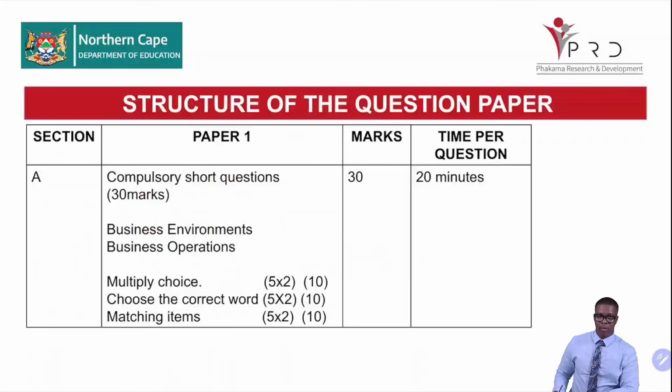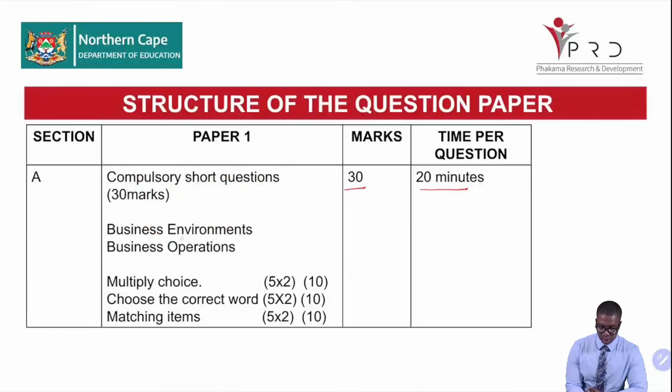Section A, section B, and section C. That's how the question paper is structured. Section A is your compulsory short questions, meaning everyone should answer them. The mark allocated there is 30, and the time you should spend there is 20 minutes.